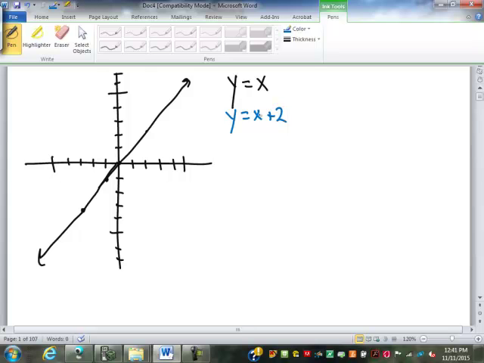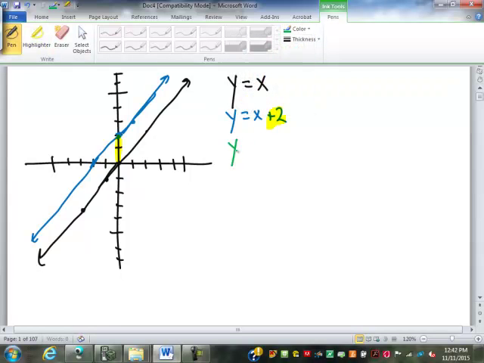So now if x is 0, what's y? 2. If x is 1, what's y? 3. If x is -2, what's y? 0. You get a line here. I draw this well. It's parallel to that original line, but what's changed about it? It's moved up 2 spots. So adding 2 moves it up 2.